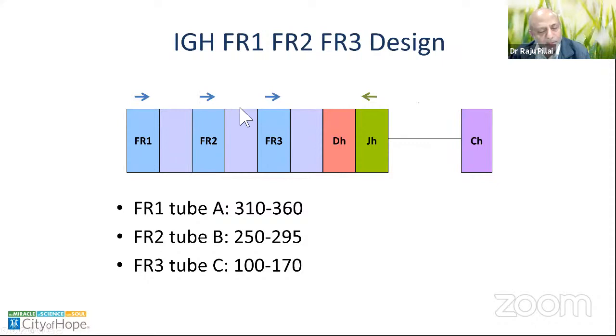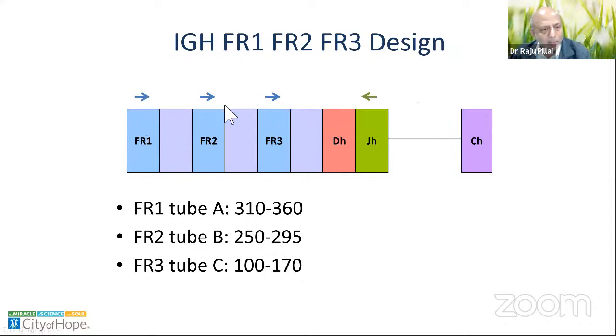Now, the reason why this keeps mutating is that's how antibodies become more highly, the affinity goes higher because of changes in these purple regions. So when we design assays, we tend to use primers. These arrows are showing you what primers are used.